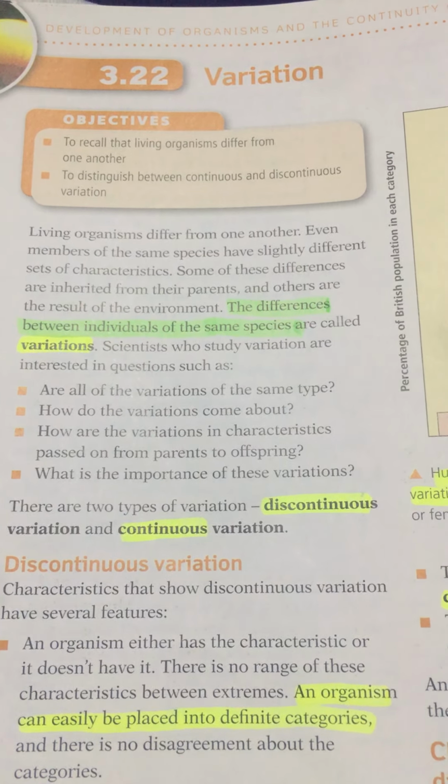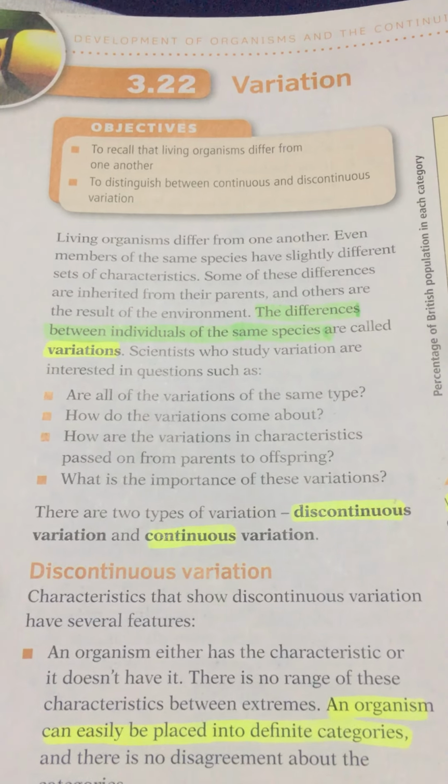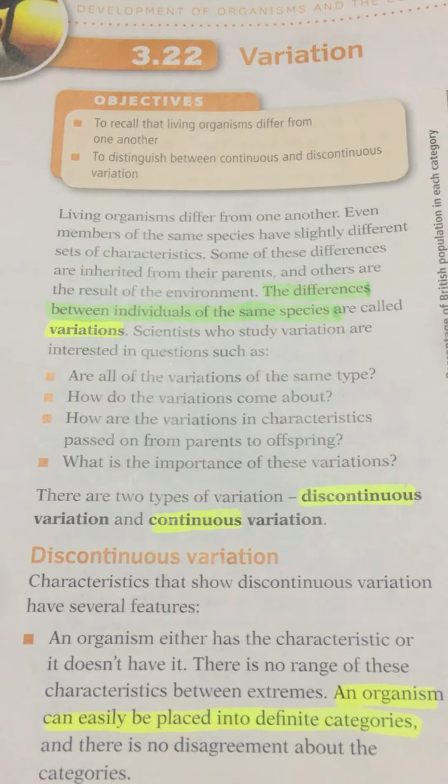As you know, we have differences between individuals, like height, weight, for example, gender, blood groups. So we have many differences. When we are talking about the same species, like a human or any type of mammal, we are talking about variation. So the differences between individuals of the same species are called variation.